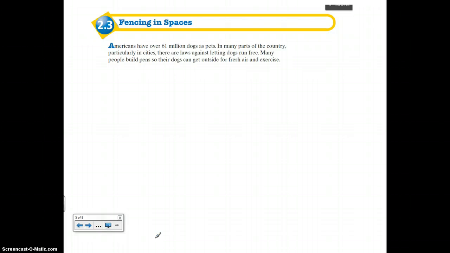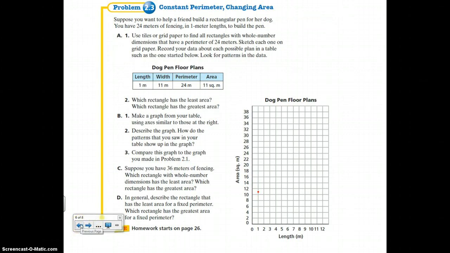So Americans have over 61 million dogs as pets. In many parts of the country, particularly in cities, there are laws against letting dogs run free. Many people build pens so their dogs can get outside for fresh air and exercise. A pen would be like a fenced area that the dog would be inside. So we're going to talk about a friend who wants to build a rectangular pen for her dog. She has 24 meters of fencing.